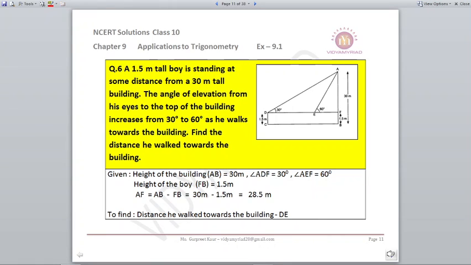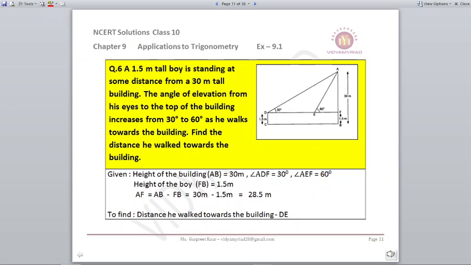Question number 6. A 1.5 meter tall boy is standing at some distance from a 30 meter tall building. The angle of elevation from his eyes to the top of the building increases from 30 to 60 degrees as he walks towards the building. Find the distance he walked towards the building.